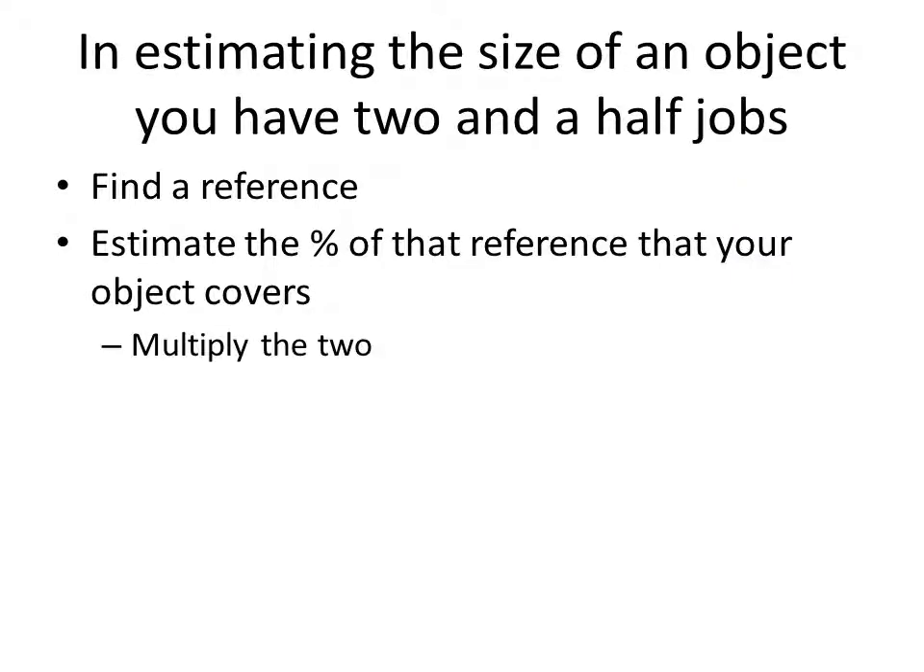So I really want to distill this for you. There are only 3 jobs you have when you're trying to estimate the size of an object in your field of vision on the microscope. The first is to find a reference. The ruler is an example of that, but ultimately we'll use the width of the field of vision for that reference. The second job is to estimate what percentage of that field, or that reference, your object covers. And then you simply have to multiply the two. So if your reference is 2 millimeters wide and your object takes up 1/2 of it, you know that it's 1 millimeter.